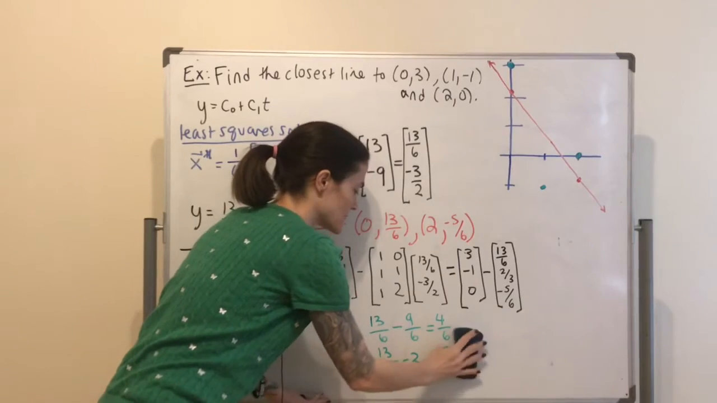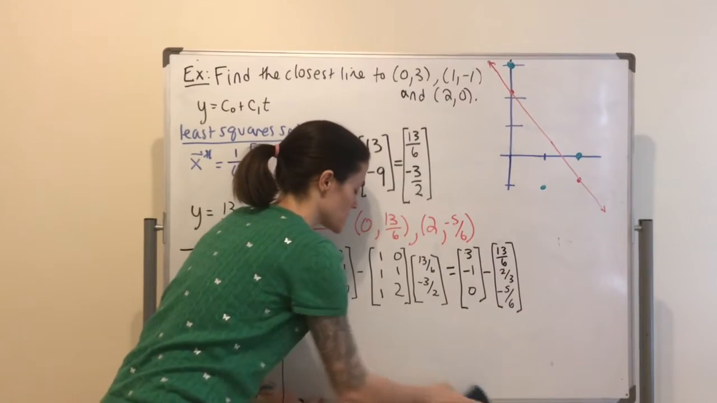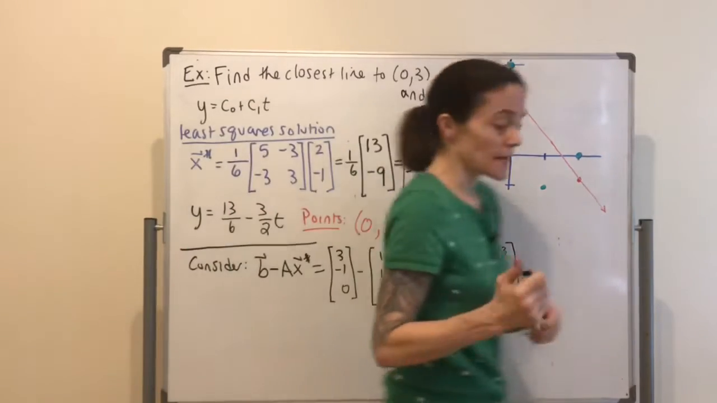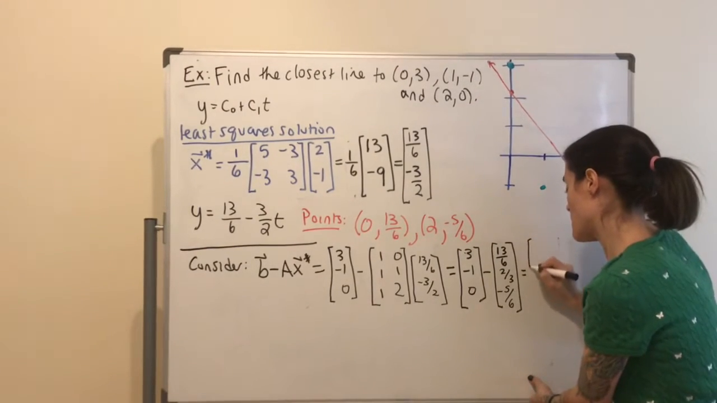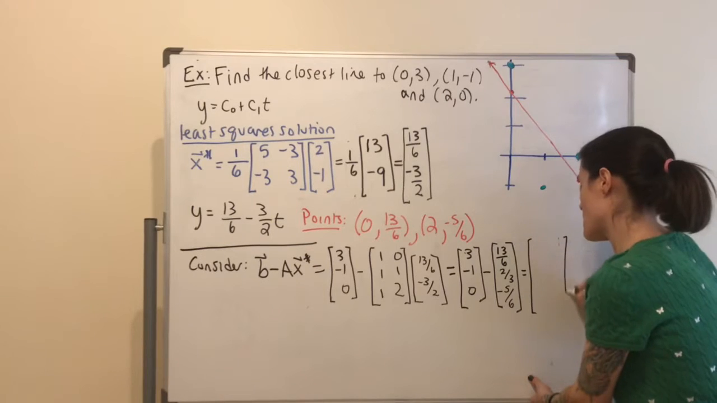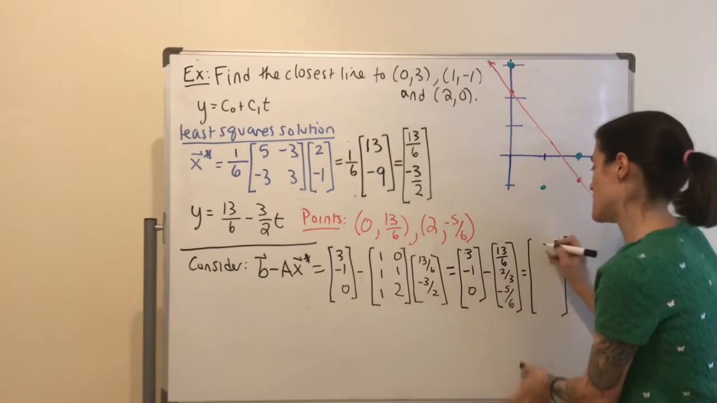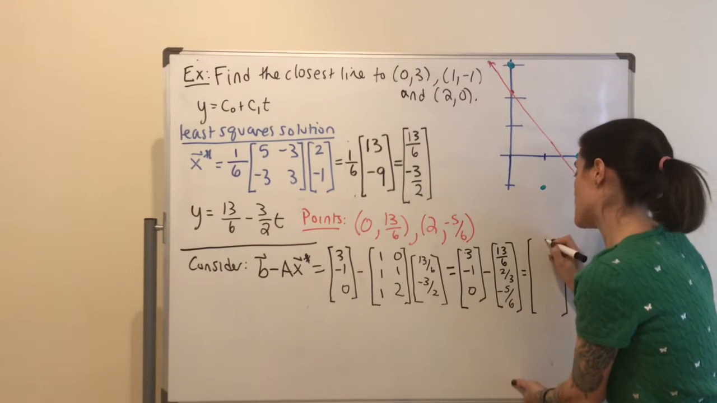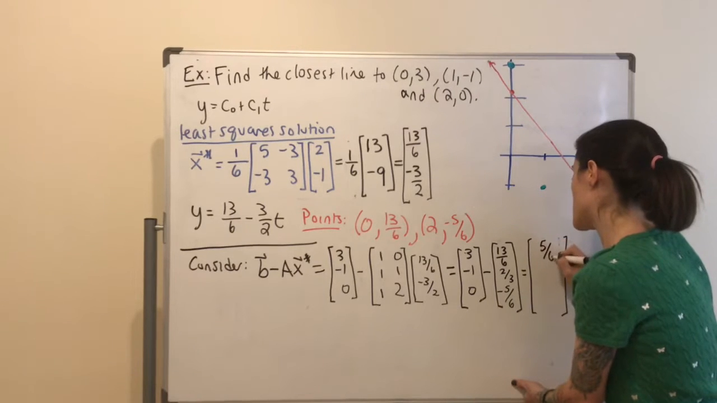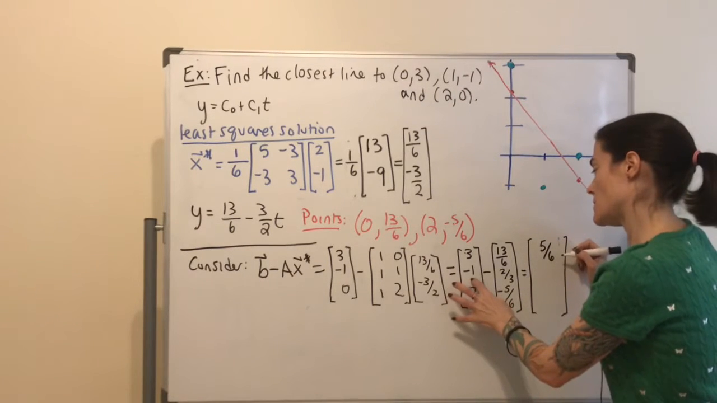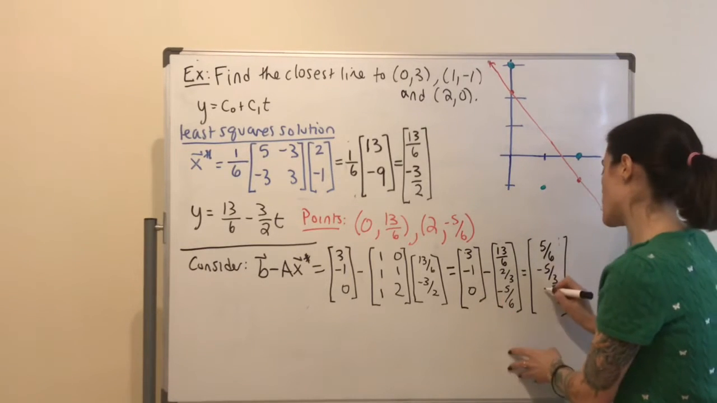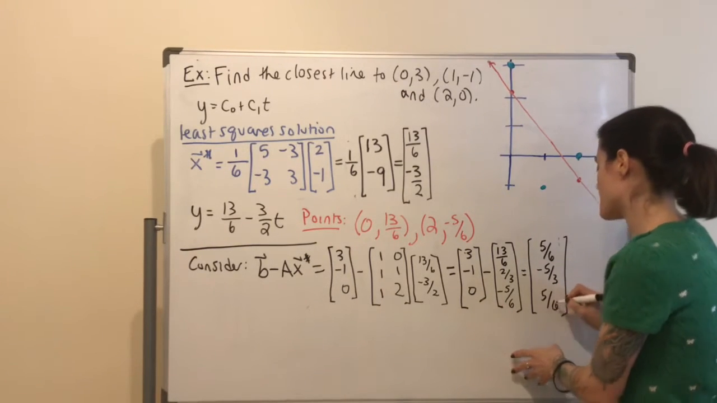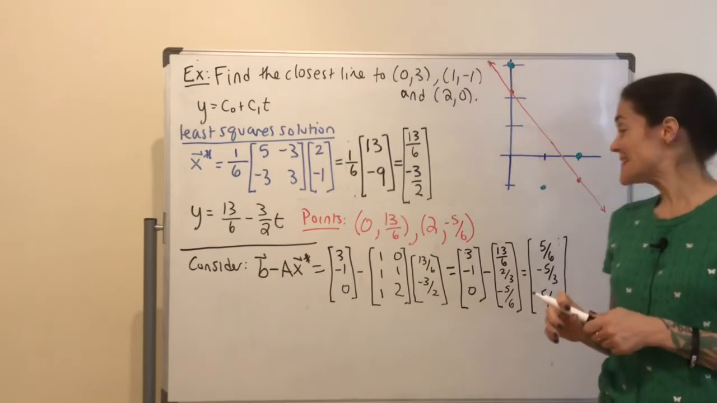Now I'll erase this because I'll probably use it for something else. Now I will just take the difference of these two. This is 18 over 6 minus 13 over 6, which is 5 over 6. This is going to be minus 5/3, and this one is going to be a positive 5/6. Okay, this is the vector.